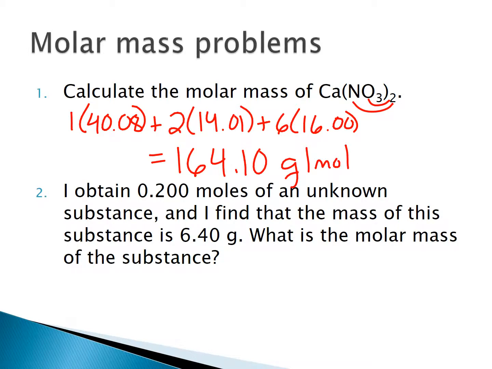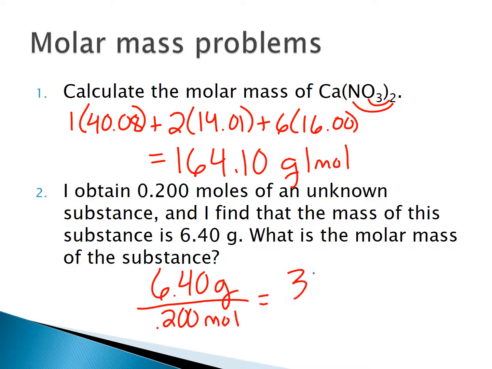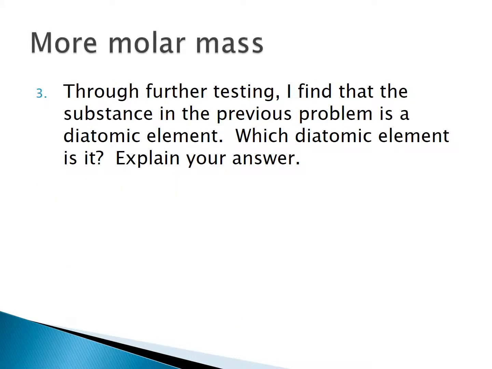Now let's look at this next problem. I obtain 0.2 moles of an unknown substance and find that the mass of those 0.2 moles is 6.4 grams. So what is the molar mass? Well, we know the units of molar mass are grams per mole. So if I take the grams that I have and divide them by the moles, even though it's not 1 mole, if I divide through, that'll give me the grams per 1 mole, right? So I would get 32.0 grams per mole. So this is a good example of a time when the units can really tell you how to solve the problem. So use that.